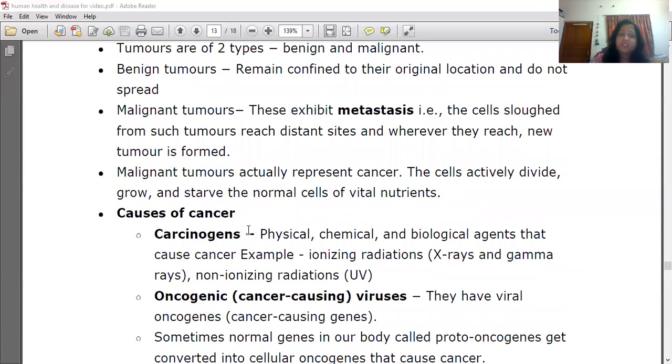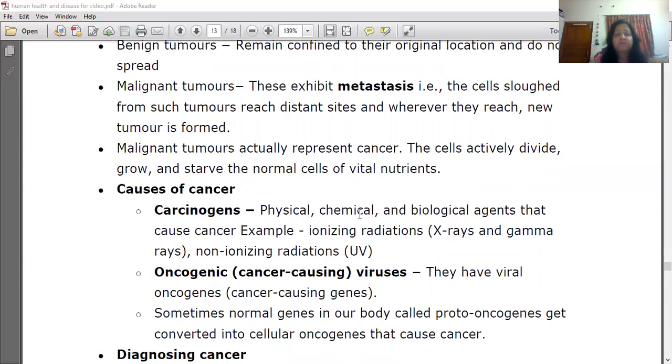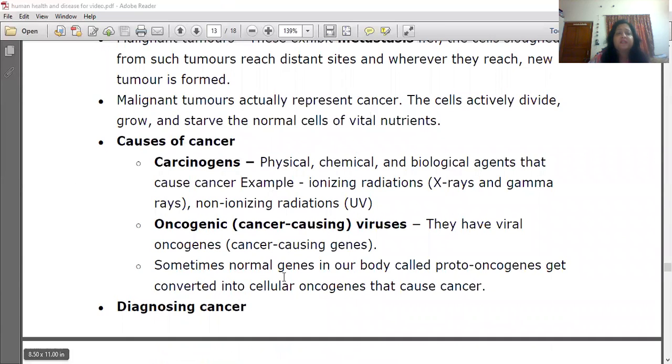The cells actually divide, grow and starve the normal cells of vital nutrients. Now, what are the causes of cancer? There are various causes of cancer, like carcinogens and oncogenic viruses. Now, what are carcinogens? Any physical, chemical or biological agent that can cause cancer is known as a carcinogen. For example, ionizing radiation like X-rays and gamma rays, and non-ionizing radiation like UV.